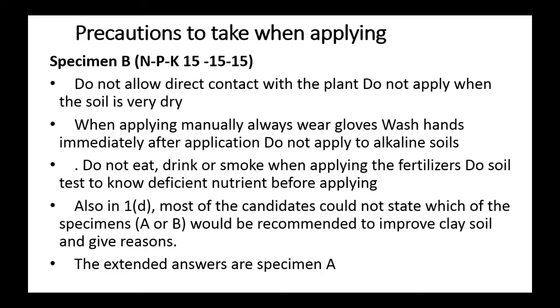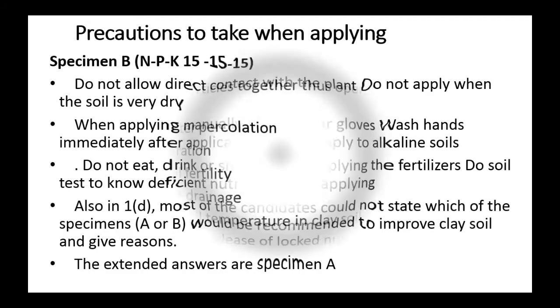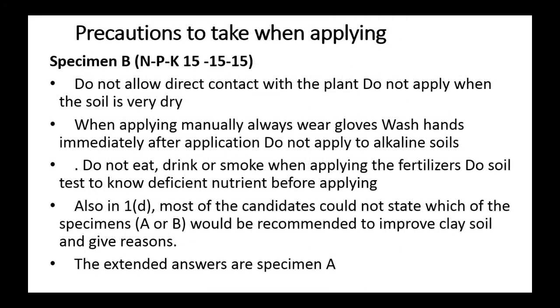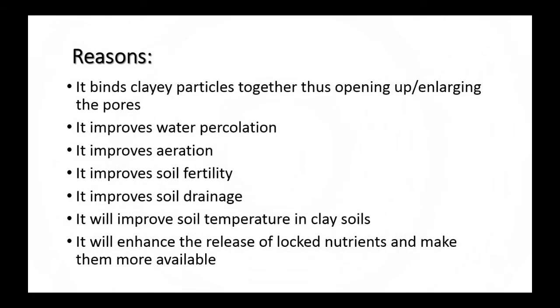Also in 1D, most of the candidates could not state which of the specimen A or B would be recommended to improve the clay soil and give reasons. Now let's look at some reasons, because the expected answer was supposed to be specimen A for 1D. The reason is that it binds clay particles together, thus opening and enlarging the pores. It improves water percolation, aeration, soil fertility, and soil drainage. It will improve soil temperature in clay soil, and enhance the release of locked nutrients and make them more available.